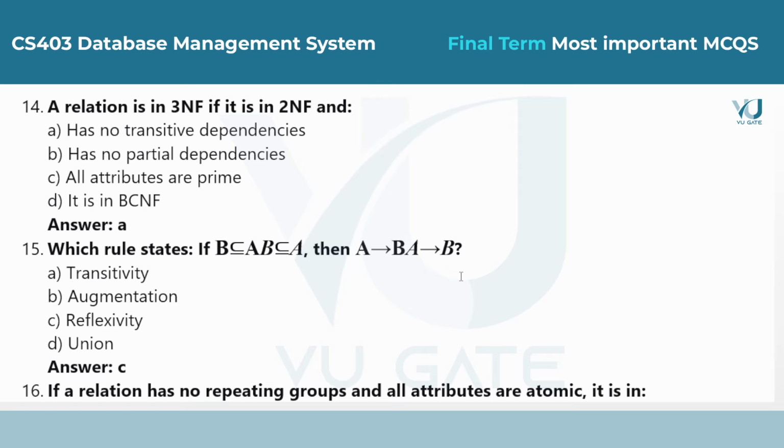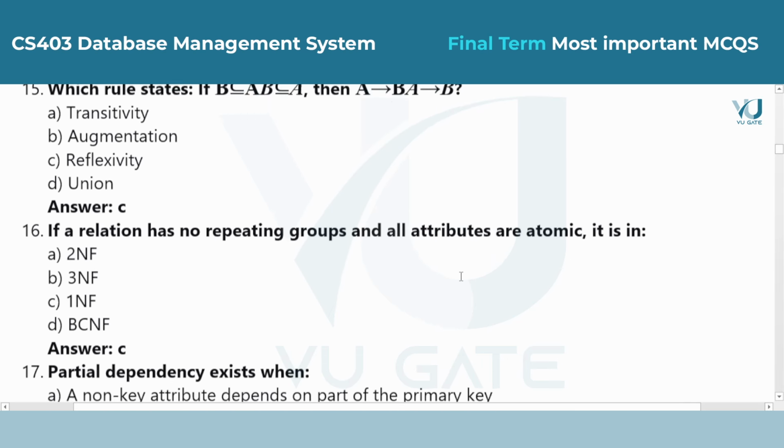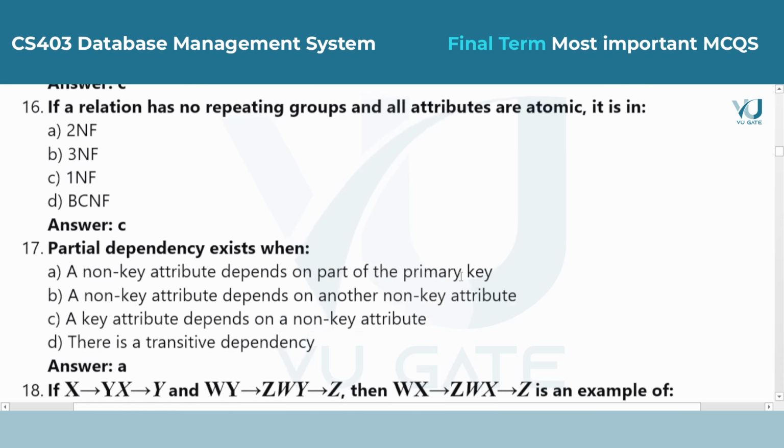Question 15. Which rule states that if B is a subset of A, then A determines B? Answer is option C. Reflexivity. This simply means that if a piece of information is already contained within a larger group, then knowing the group means you already know that specific piece.